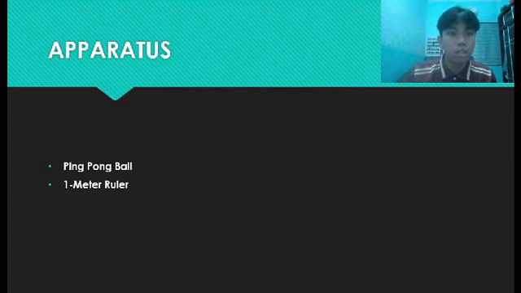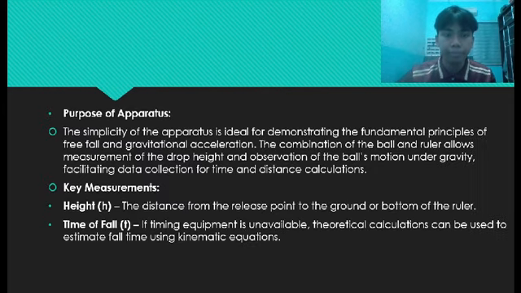The 1 meter ruler is a rigid measuring instrument marked in millimeters and centimeters, providing accurate measurement of height. The ruler serves as a scale to determine the vertical displacement of the ball during free fall. The simplicity of the apparatus is ideal for demonstrating the fundamental principles of free fall and gravitational acceleration. The combination of the ball and ruler allows measurement of the drop height and observation of the ball's motion under gravity, facilitating data collection for the time and distance calculation.